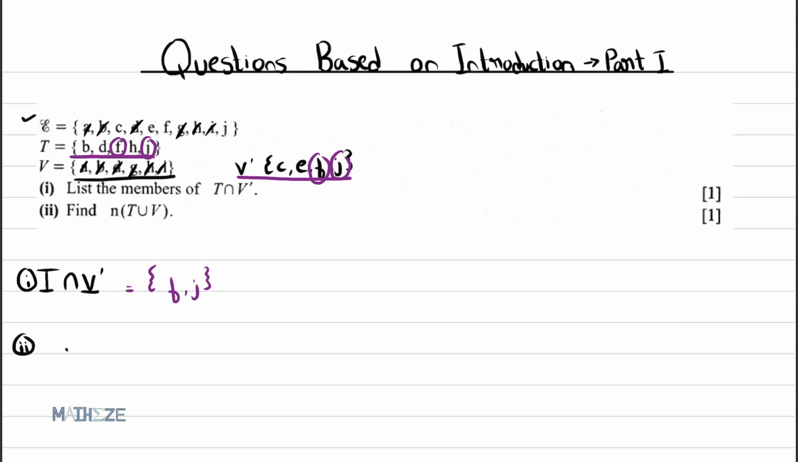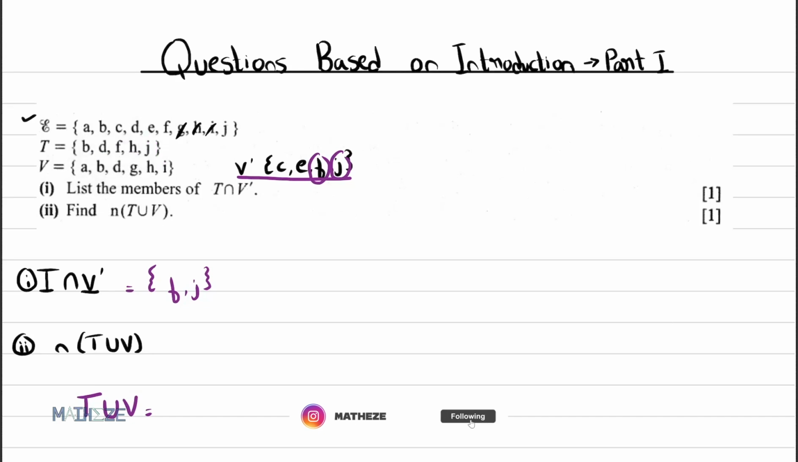In the next part, it says n of T union V. What does union mean? All the elements in set T and V. So let's write A, B. B is coming in set T as well as in V, so in a union we write it only once. Then D, then F, then G, then H, then I, and then J.